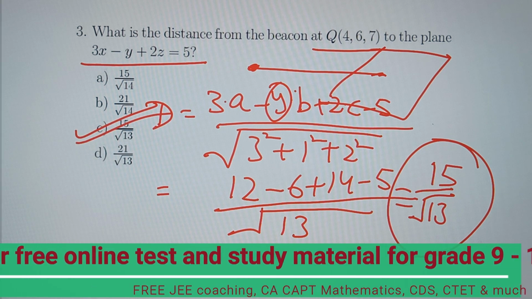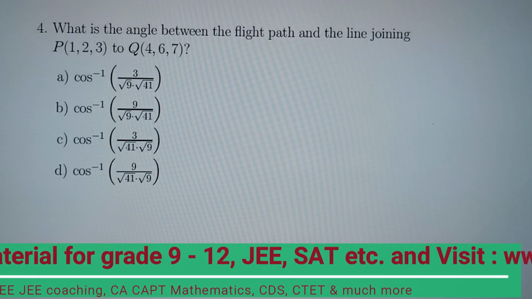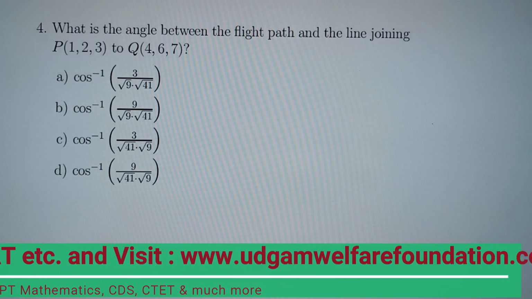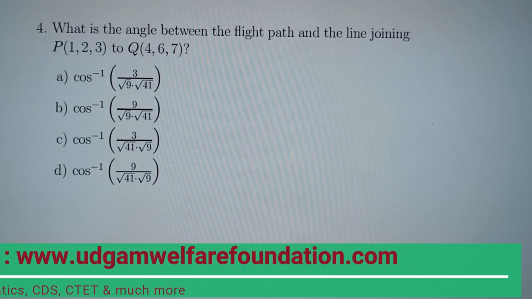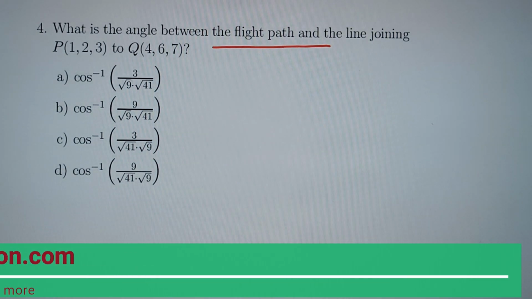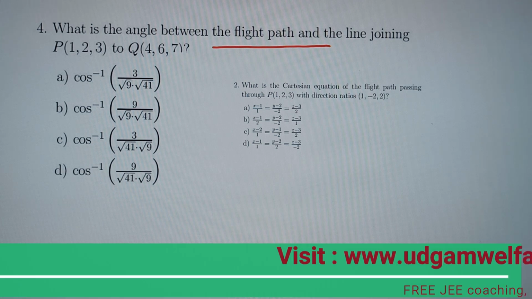Now let's move towards question number 4. So here comes our question number 4, which states what is the angle between the flight path and the line joining these two points. So here we need to first check this part, the flight path, which comes from our previous question. So here I have pasted this question for your ready reference.